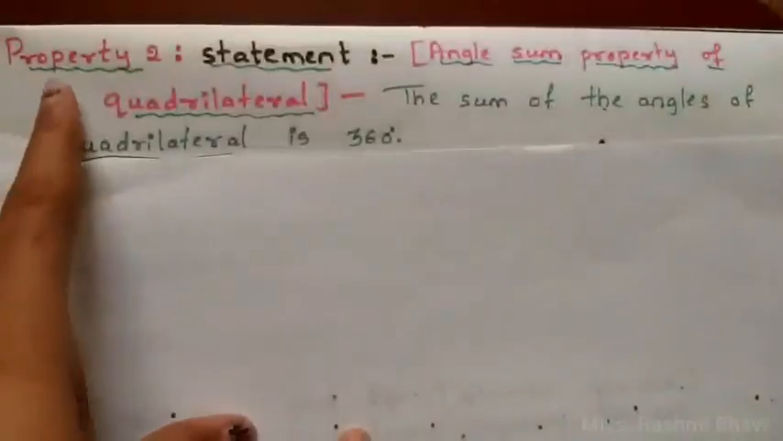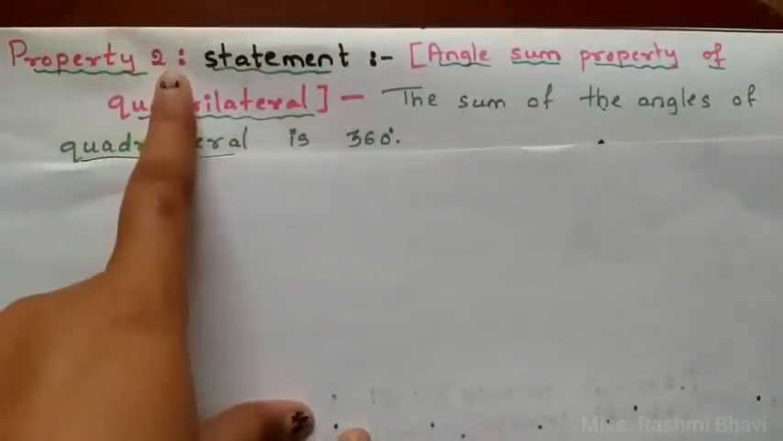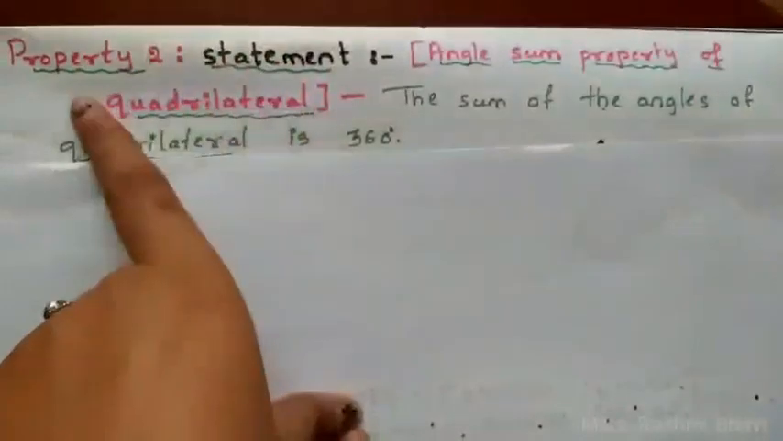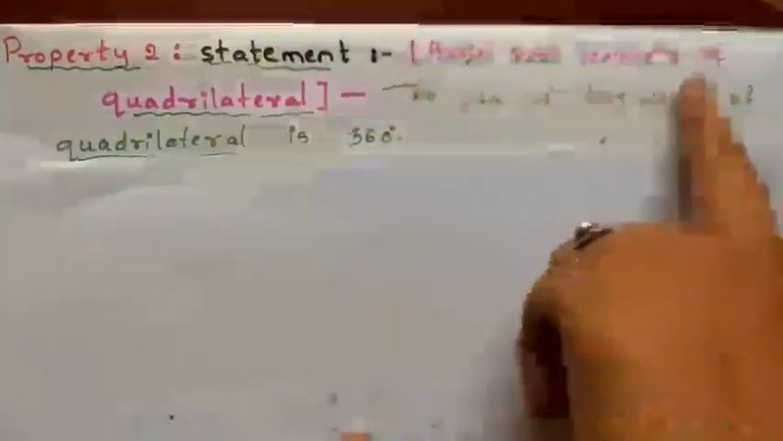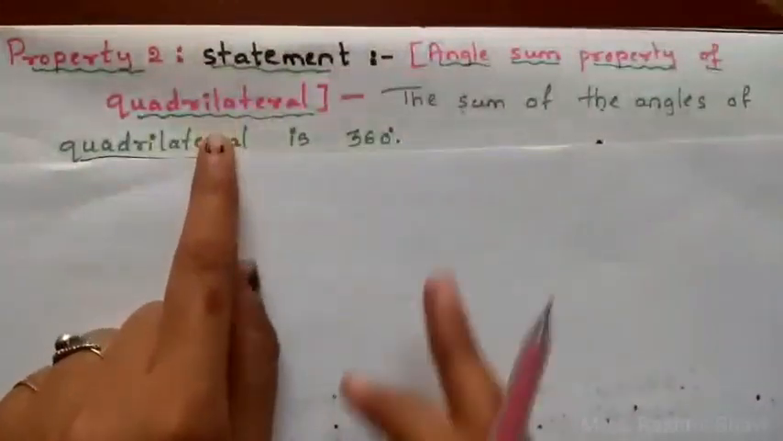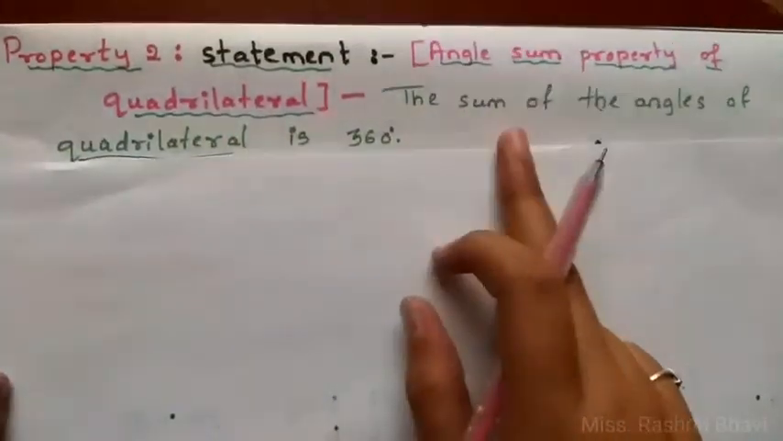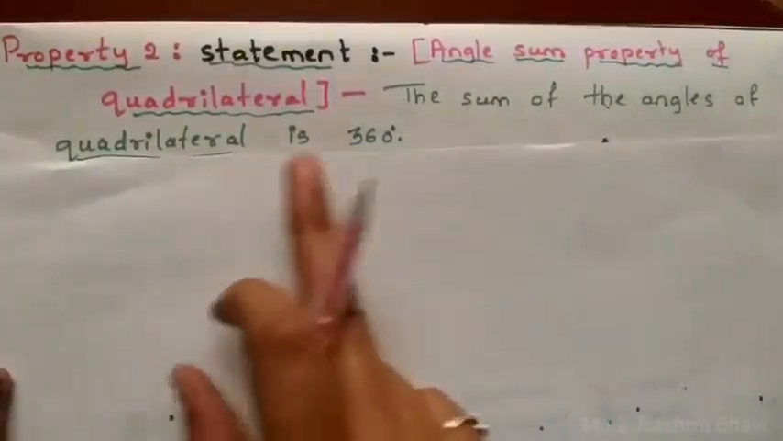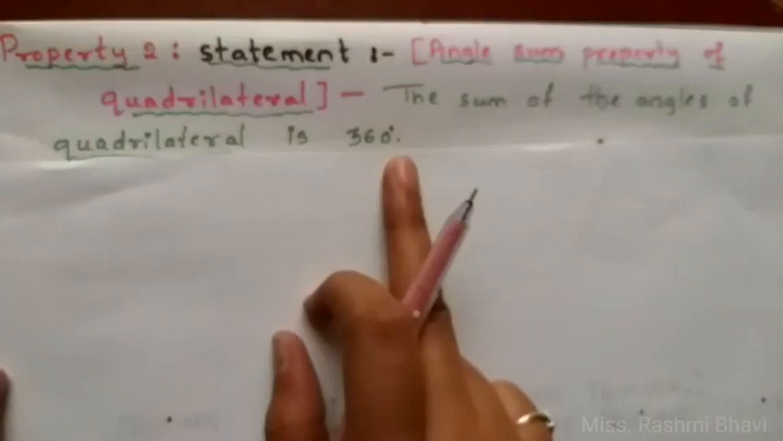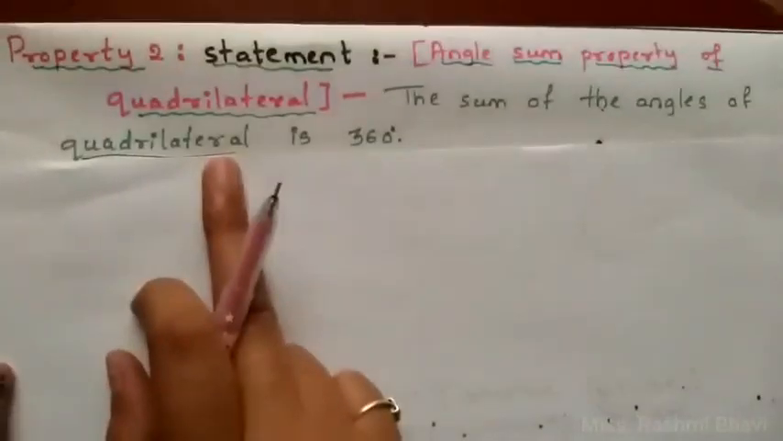So let's discuss property 2. The property is also said to be the angle sum property of a quadrilateral. The statement is: the sum of the angles of a quadrilateral is 360 degrees. Then what is a quadrilateral here?